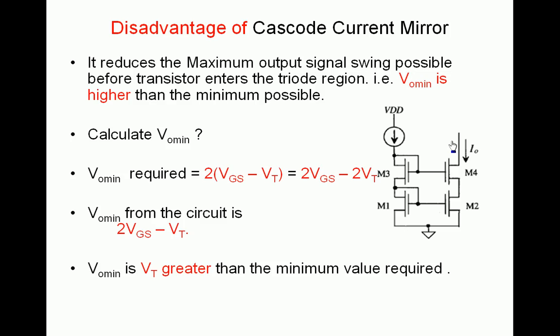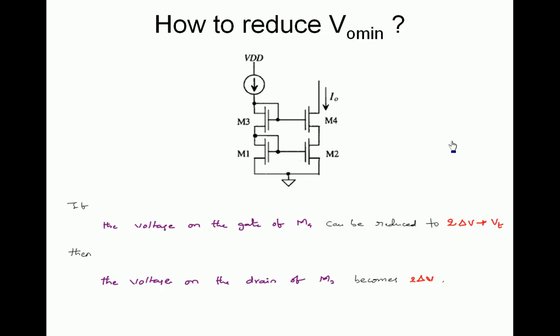So here the output voltage is not maintained at minimum, it is maintaining somewhat above that. How much is that value? It is nothing but one threshold. So V naught minimum is greater by one threshold voltage than the required minimum value. How to overcome this? How to reduce this voltage so that V naught minimum can be equal to 2VGS minus 2VT, so that the disadvantage is overcome? How to reduce V naught minimum?